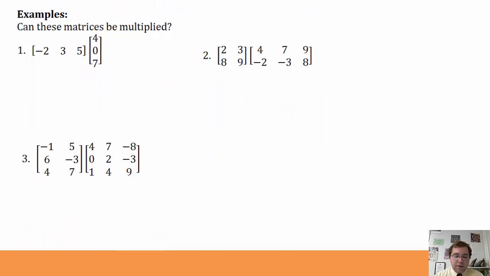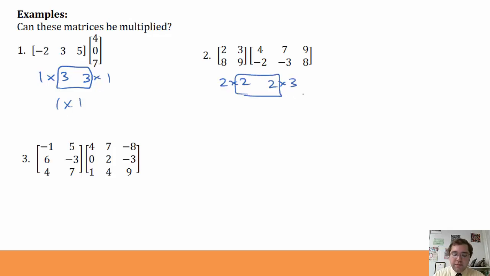So, for example, can these matrices be multiplied? Number 1, what's the dimension of that? That is a 1 by 3 and a 3 by 1. Since the middle numbers are the same, I can multiply them and I'll end up with a 1 by 1. So that's doable. What about number 2? I've got a 2 by 2 and I'm multiplying that by a 2 by 3. The middle numbers are the same. I can do it. And I'll end up with a 2 by 3, the outside numbers.